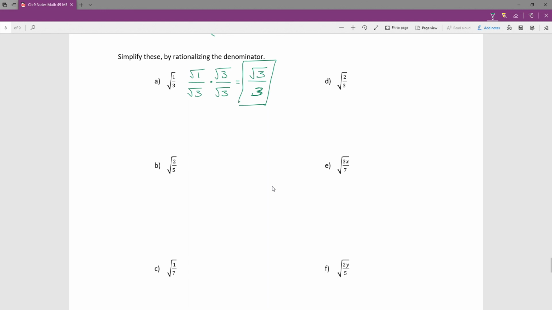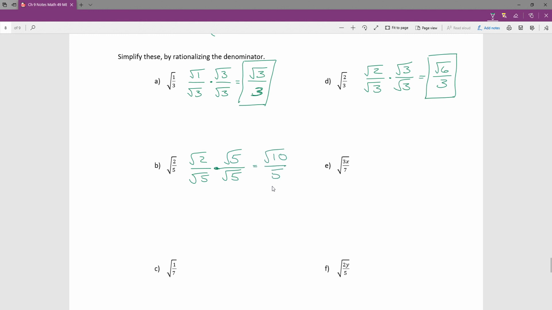If I work through this page, I'll just work as I can see them. I break up the fraction, and then I'm rationalizing that denominator. I'm getting rid of the radical in the denominator. So I get a 3 down below and a root 6 up top. And I'm done. In this one, I break it apart. I rationalize my denominator. I get a 5 down below and a root 10 up top.